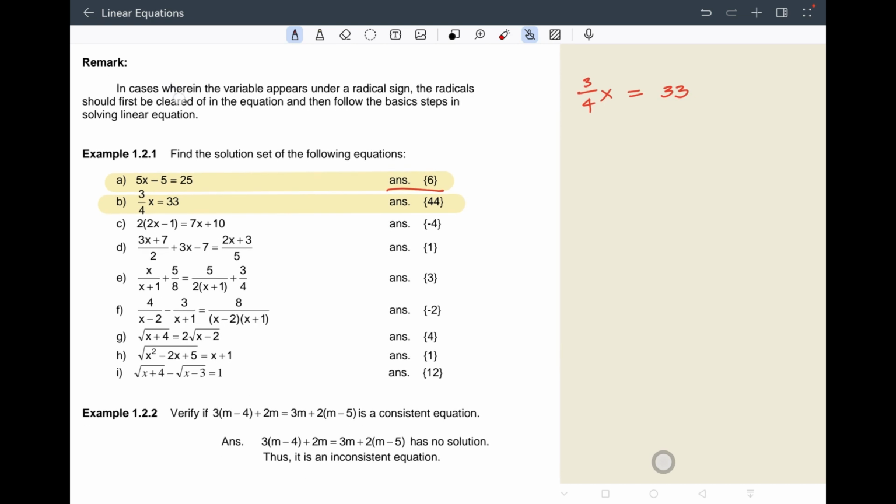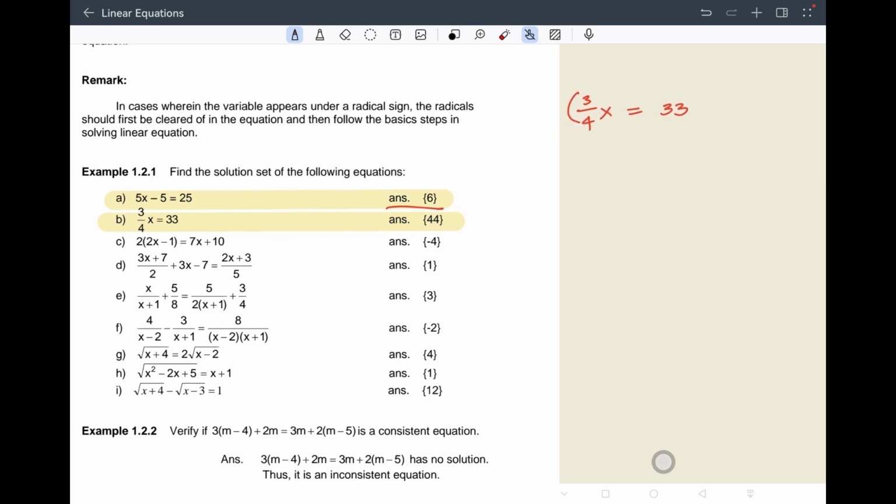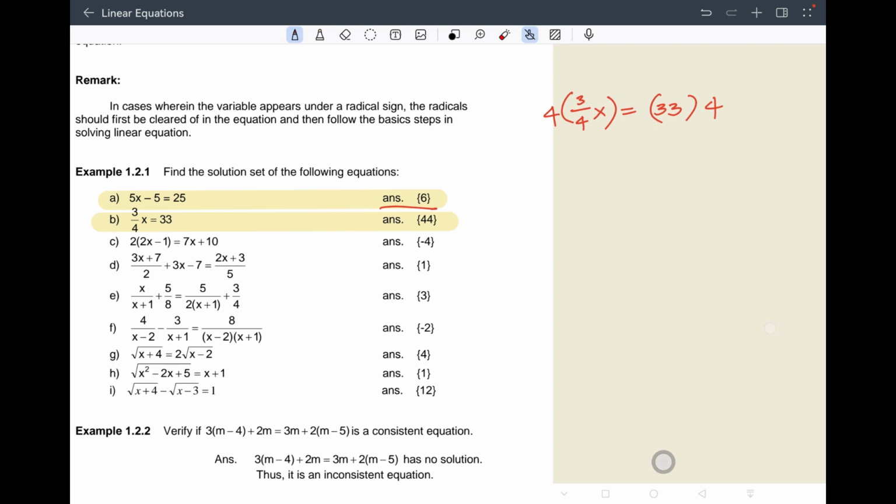So we multiply both sides by the denominator, which is 4. We also multiply this by 4. So on the left side, makakancel na yung denominator. Ang matitira na lang ay 3x. Dito naman sa right side ng equation ay matitira yung 33 times 4, which is equal to 132.